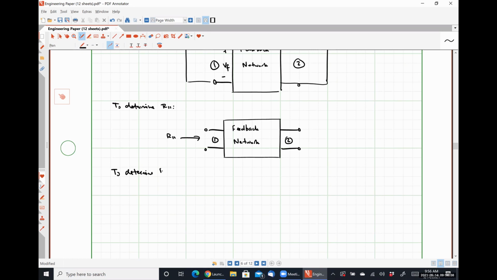To determine R22, we have our feedback network. Here's port 1. Here's port 2. We're going to look in to port 2 with port 1 open.